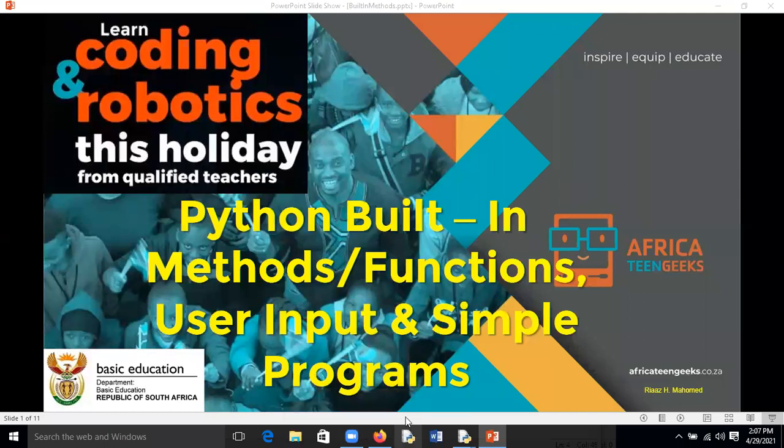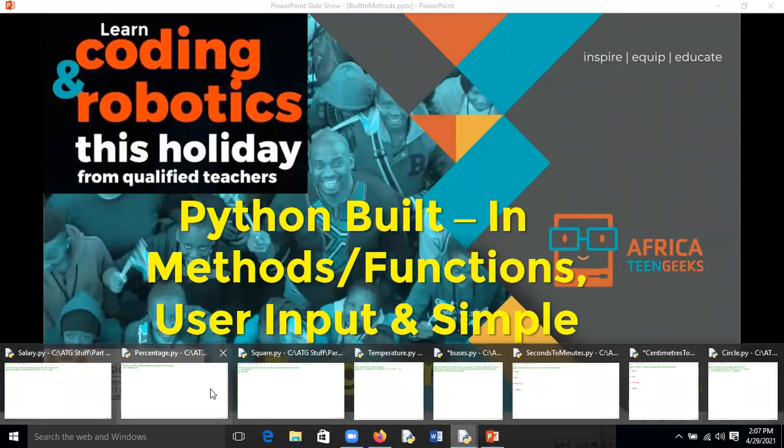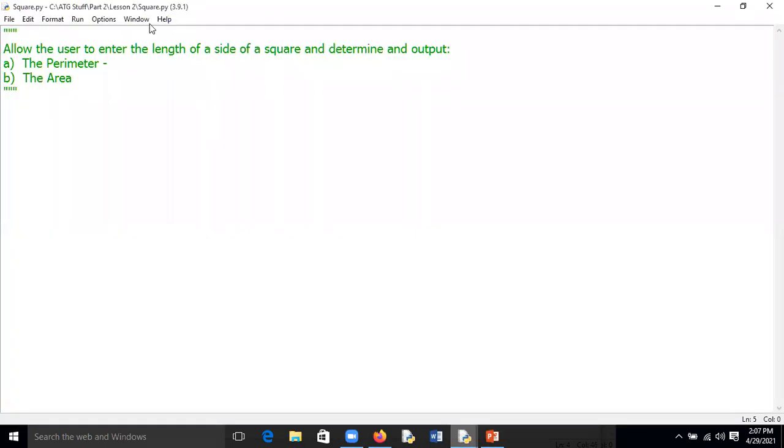All right, so let's go and look at something that is not that complicated. Basically the question is, allow the user to enter the length of a side of a square and determine an output, A, the perimeter, and B, the area, right? So remember, it's like our rectangle that we did the other day.